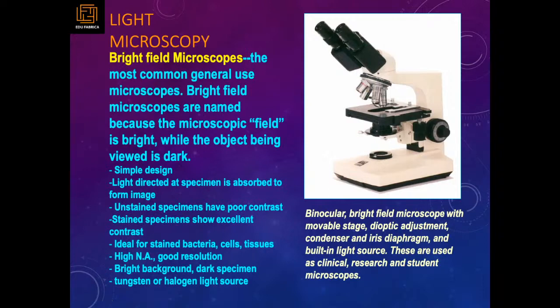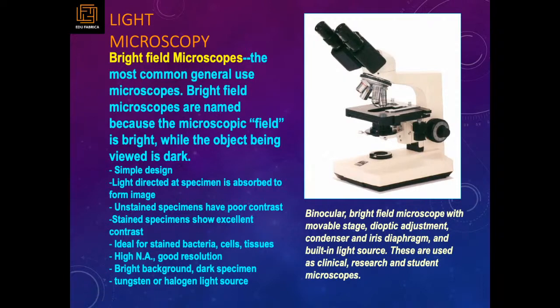So this is the most commonly used microscope, the bright field microscope, named that way because the field is bright light in this. So the field is bright light here, as the one that we were just discussing in our previous basics of microscopy, while the object view is dark in this. This one is a binocular, so it does not have a single piece of view.